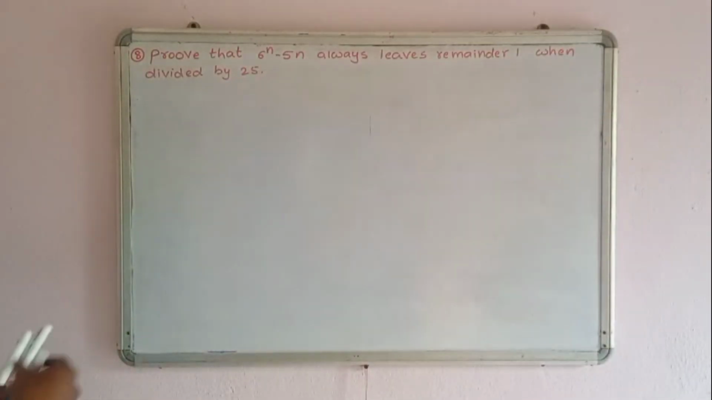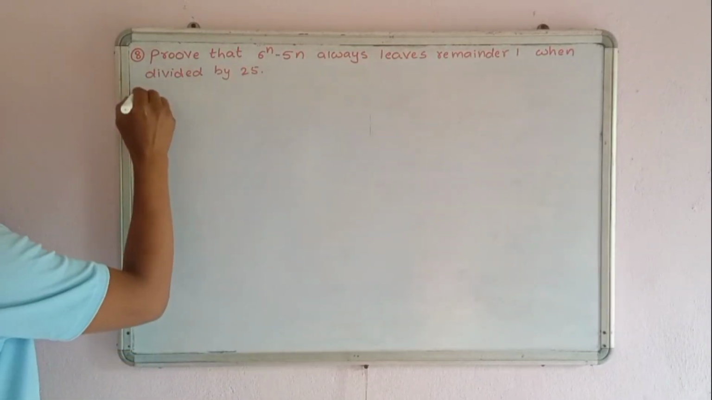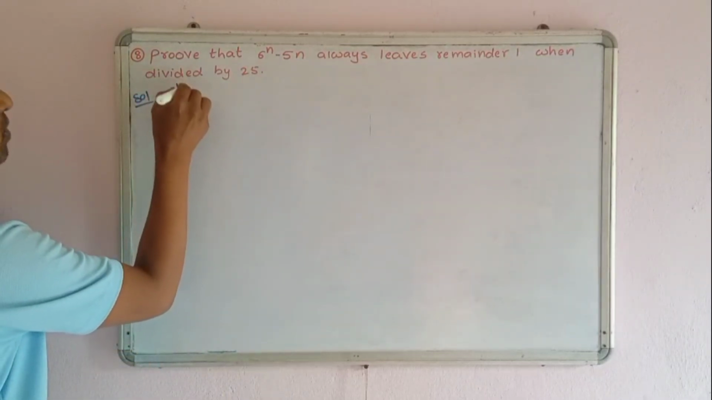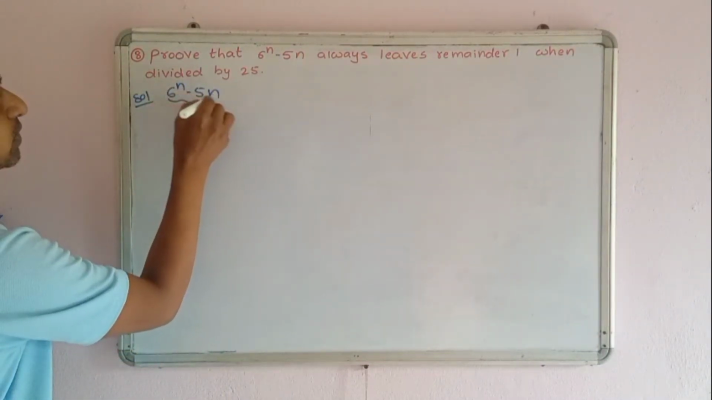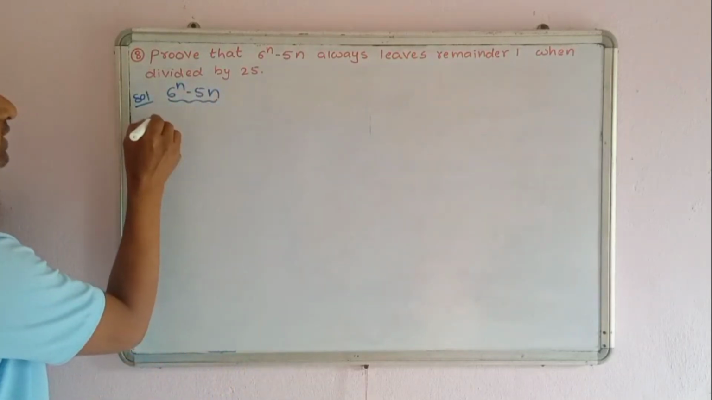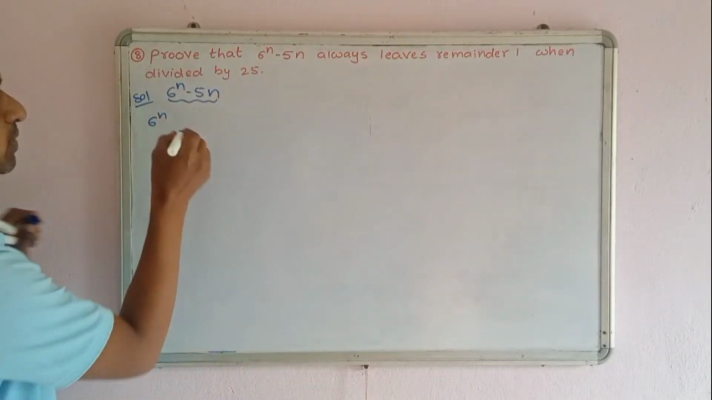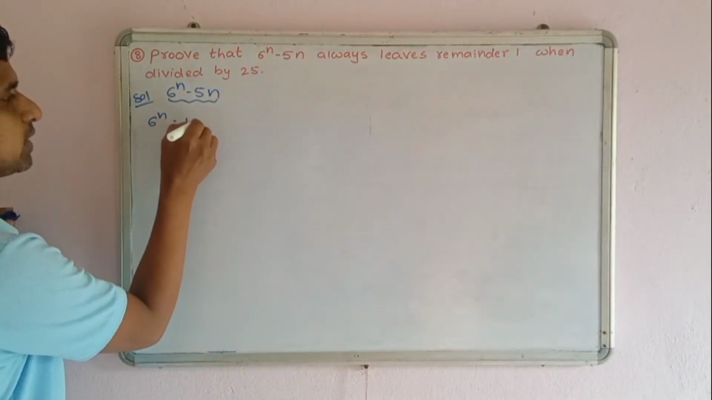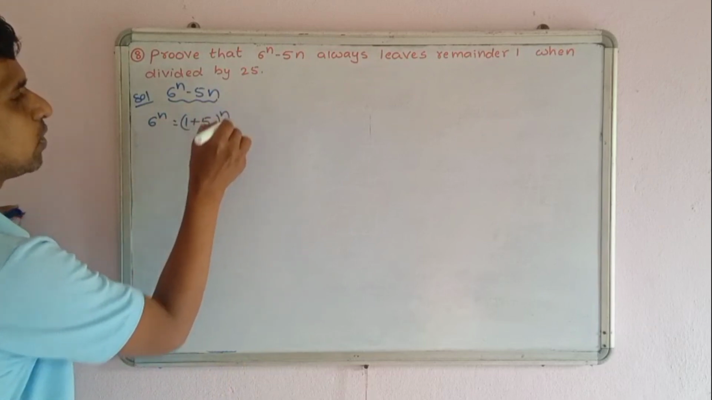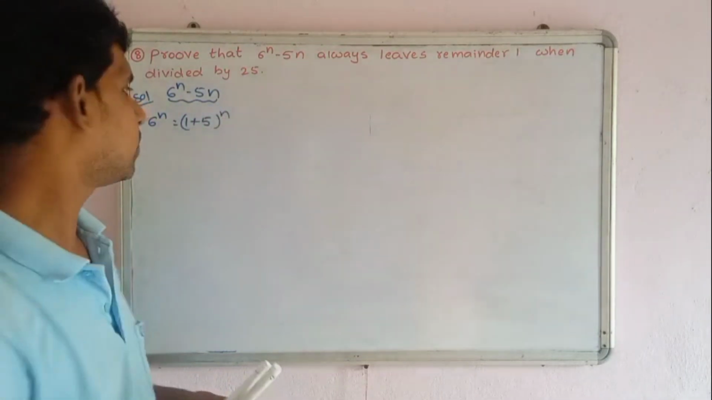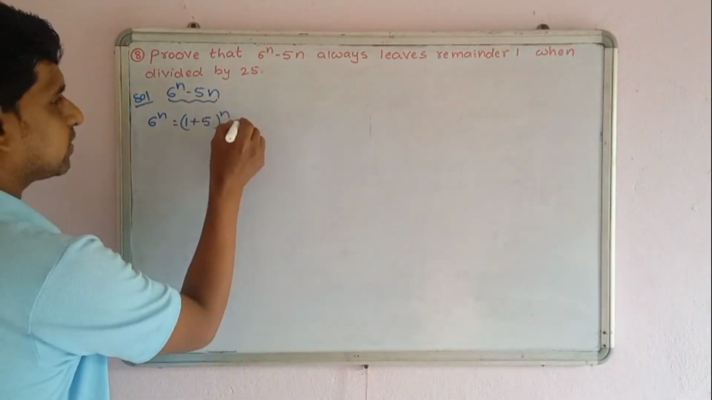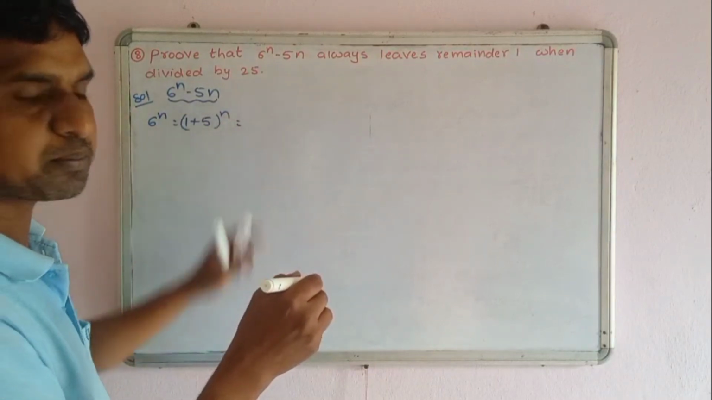Okay, so first, 6 power n minus 5n. First write 6 power n into binomial expansion. How? This one can be written as (1 plus 5) whole power n. So this is of the form (1 plus x) whole power n.